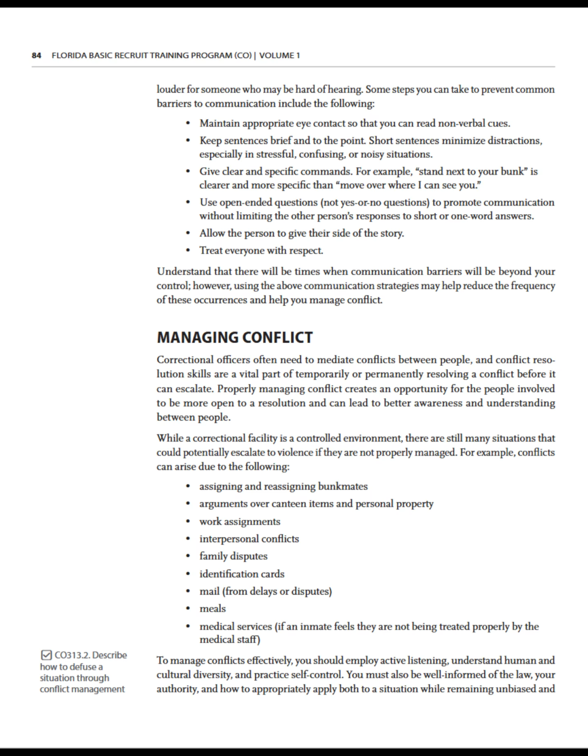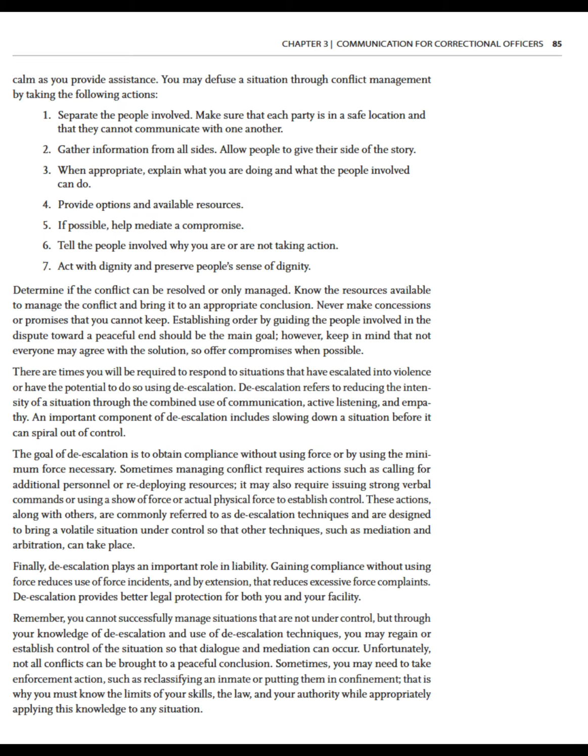To manage conflicts effectively, you should employ active listening, understand human and cultural diversity, and practice self-control. You must also be well informed of the law, your authority, and how to appropriately apply both to a situation while remaining unbiased and calm as you provide assistance. You may defuse a situation through conflict management by taking the following actions.